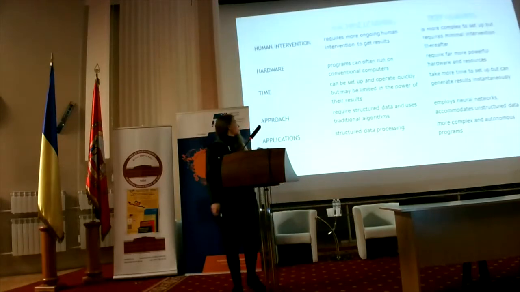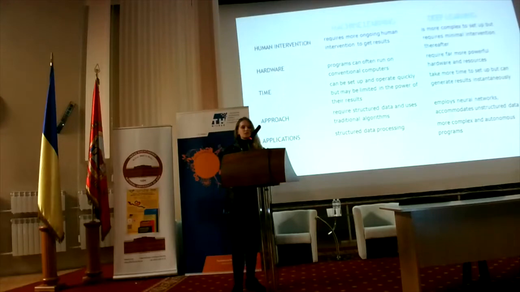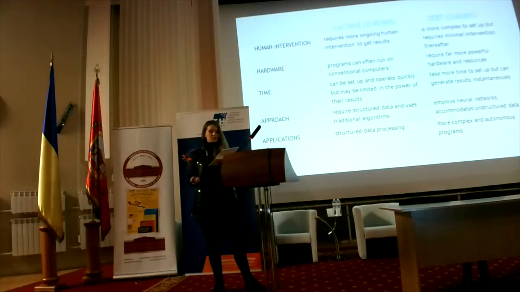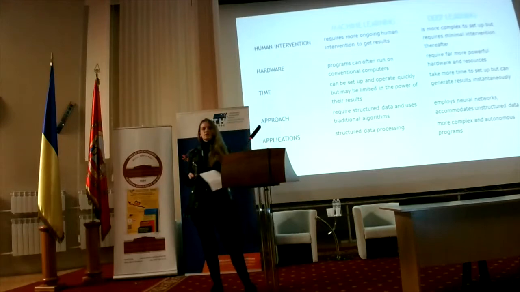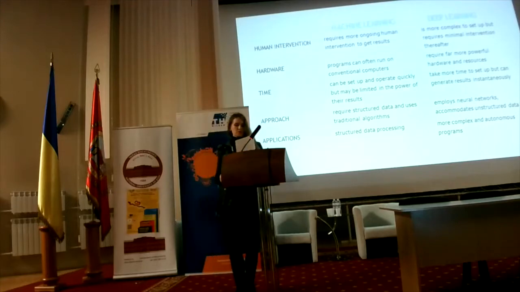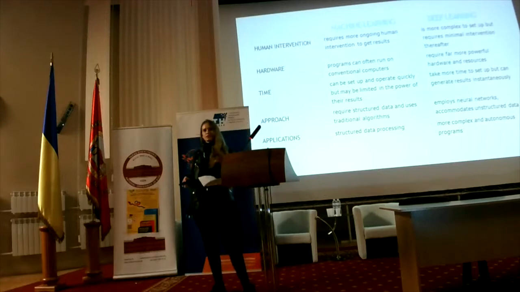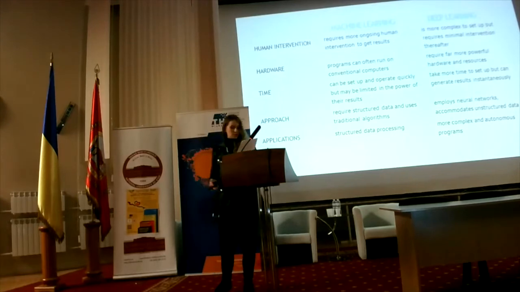So, what are the five key differences between machine learning and deep learning? Machine learning requires more human intervention to get results. Deep learning requires far more powerful hardware, and it also generates results instantaneously, while machine learning takes a bit longer to do so. Machine learning tends to structure data like Excel sheets, and deep learning networks can process unstructured data like images or genomes, so that deep learning enables more complex and autonomous programs.